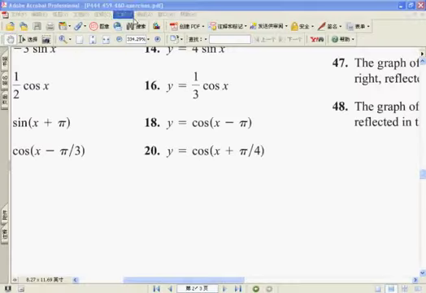Similarly, if you have the cosine function y equal to a times cosine x, then the amplitude is also equal to the absolute value of this coefficient a. Okay. Now let's come back to problem 20. So for this one, the coefficient of this cosine function is equal to 1. So its amplitude is also equal to 1.